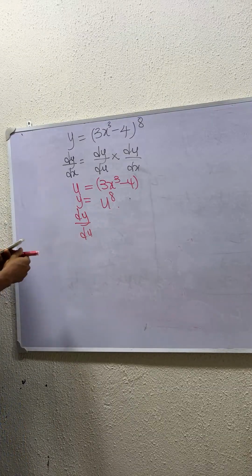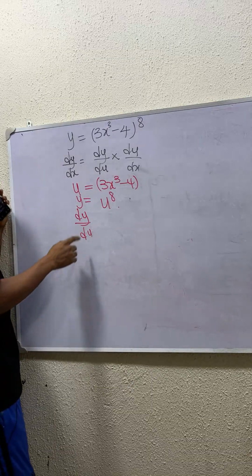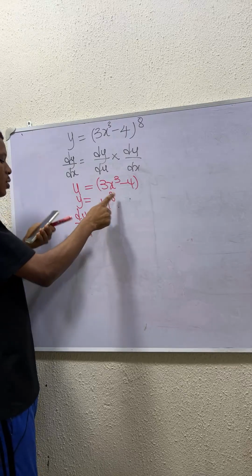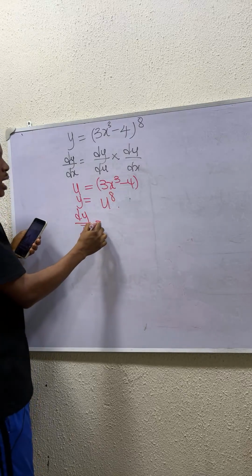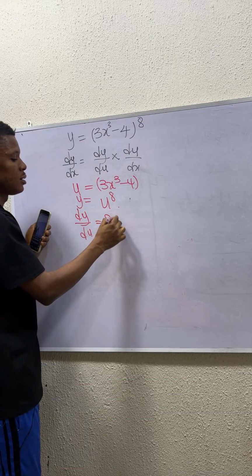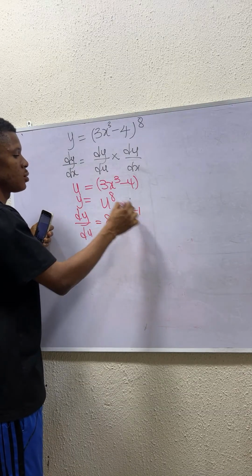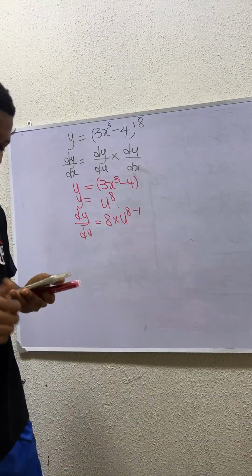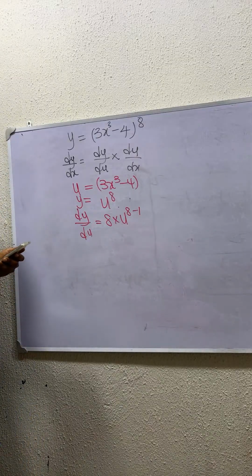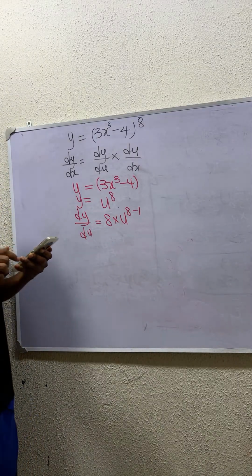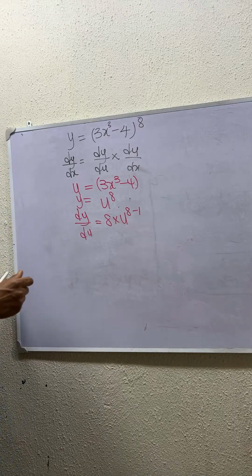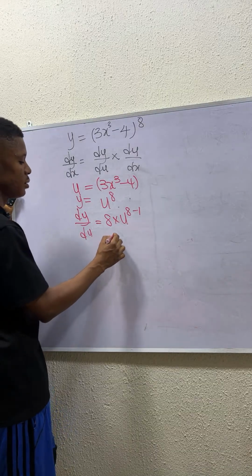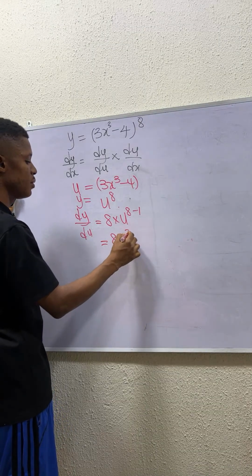We are going to differentiate each of them. Okay, so how do we differentiate this? We multiply 8 by the constant and subtract 1 from the power. So that will be basically 8 times u power 8 minus 1. What's the value for 8 minus 1? 8 minus 1 is 7. So we have 8u power 7.